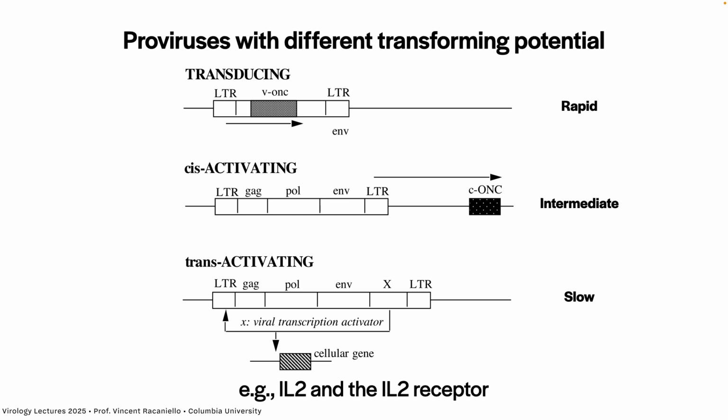There's Rous, rapidly transducing, it carries an oncogene. ALV, cis-activating, it integrates next to an oncogene. There's no oncogene in the genome. And the slow ones, no oncogene, doesn't integrate next to an oncogene, but it makes this protein X, which is a transcriptional activator needed to turn on transcription of viral genes, but it also has off-target effects. It will turn on cellular genes like IL-2. IL-2 makes T cells divide. They divide forever because the HTLV is integrated, and eventually you get leukemia.